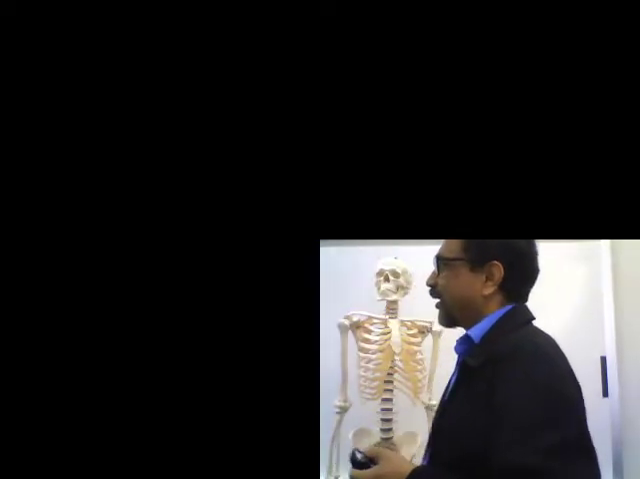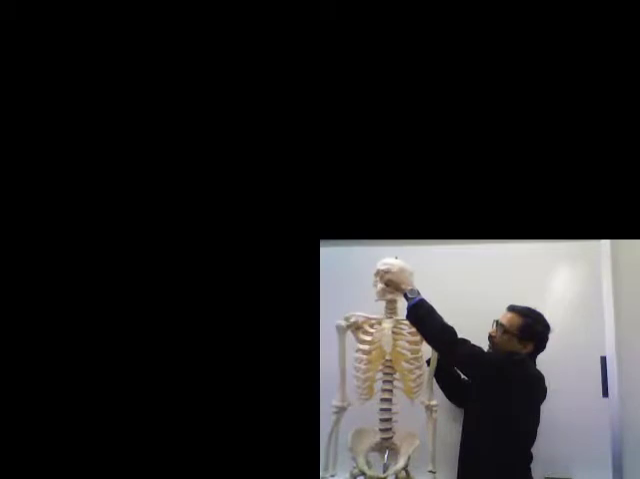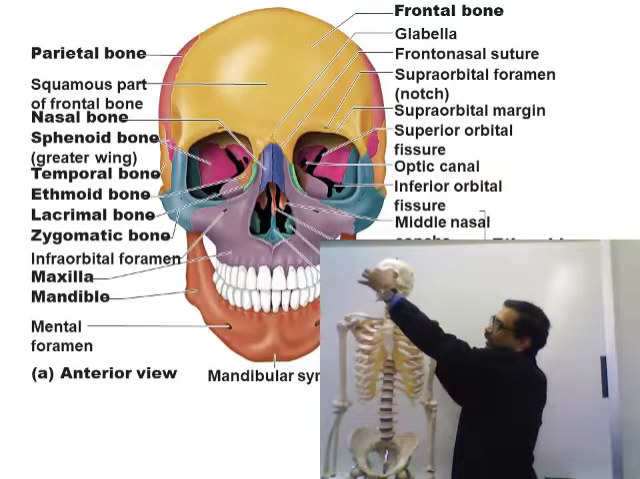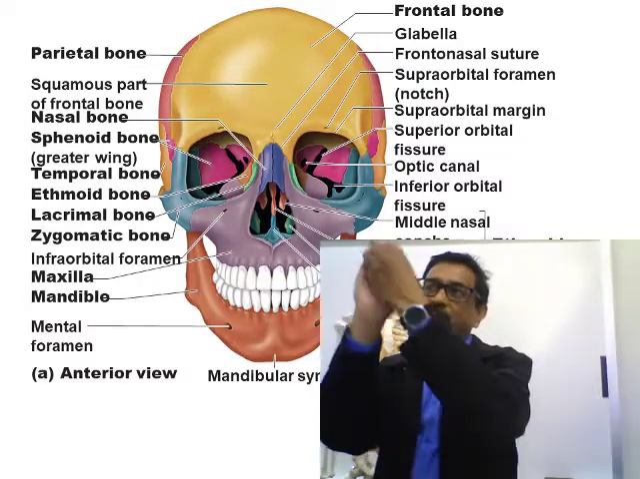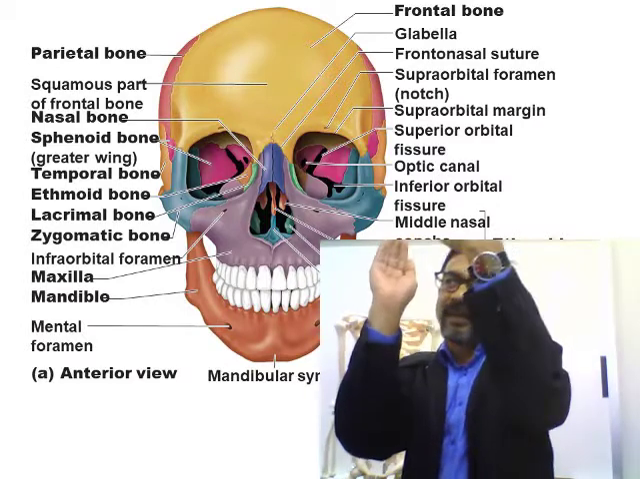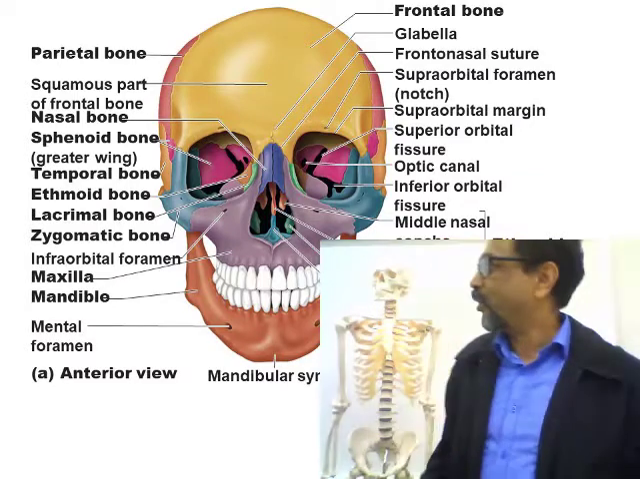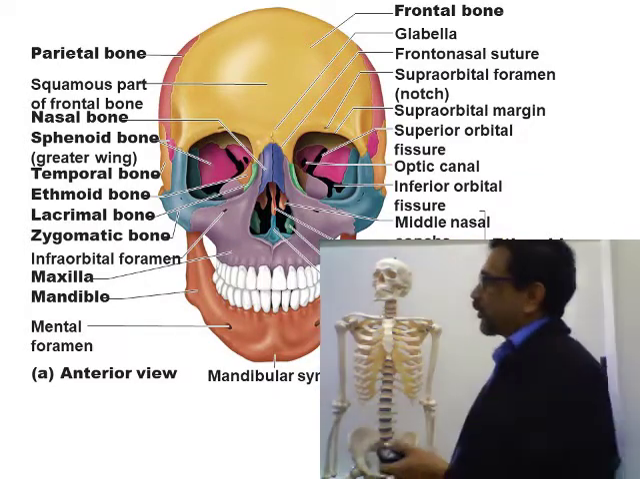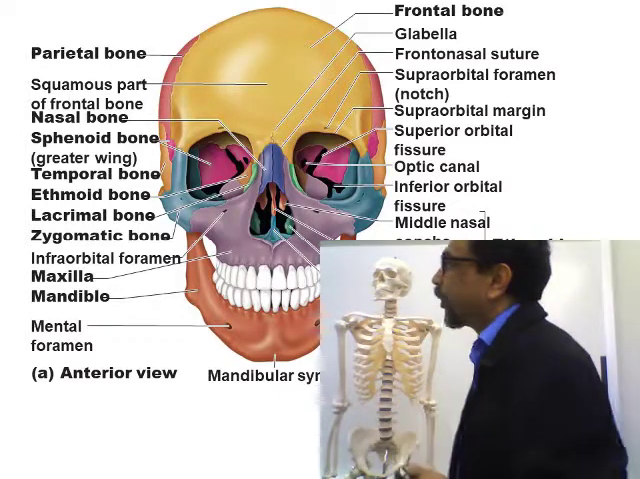Lacrimal bones. Behind the nasal bones, you have lacrimal bones. Okay? Lacrimal bones have a fossa called the lacrimal fossa, in which the sac of the lacrimal gland sits, from where the tear, the water comes out from the lacrimal sac. So those are the facial bones you can see here.